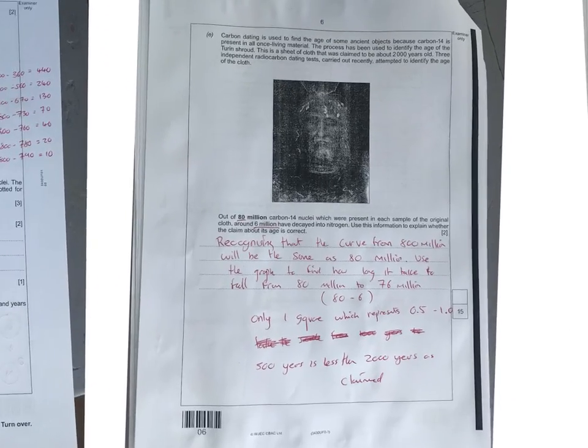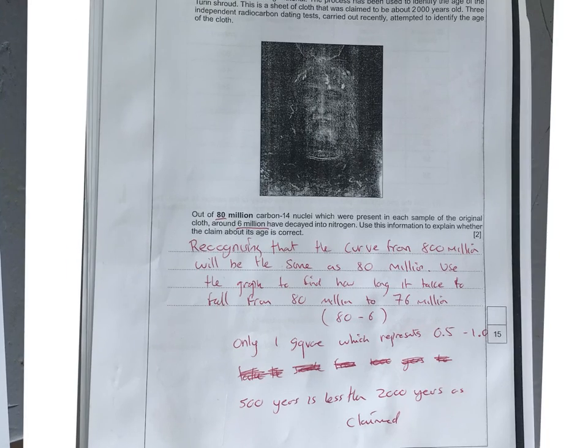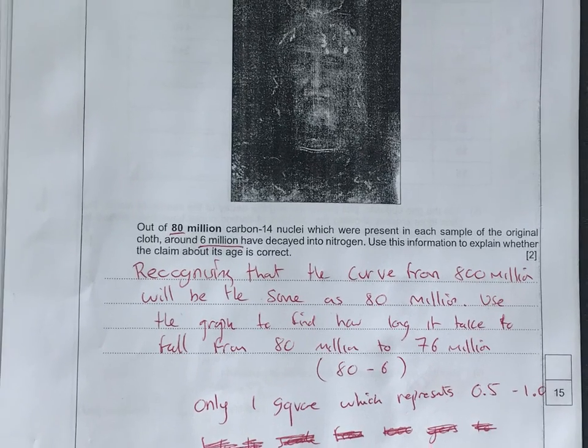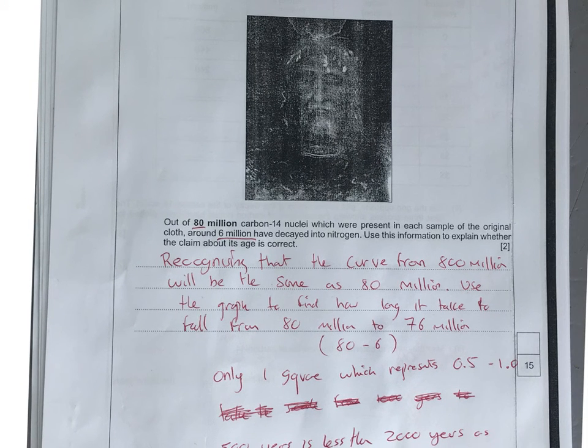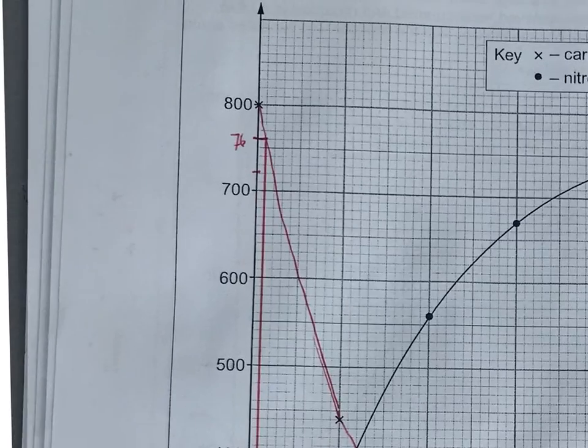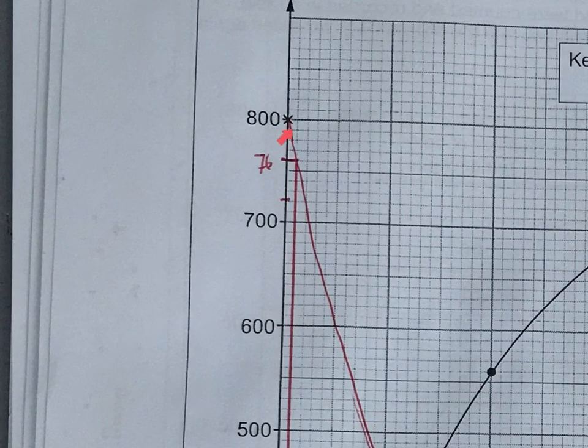And then this is a bit of a tricky question, but it's really about recognizing that the curve from 80 million will be the same shape as for 800. So it's just a factor of 10, I guess. So we're going to use the graph to find how long it took to fall from 80 to 76, because it decays by 6 million, and then we're going to see if that statement's true. So 80 minus 6 is 76 million. So if I go back to the graph, we're going to use the 800 down to 760, because we're going to use the factor of 10.